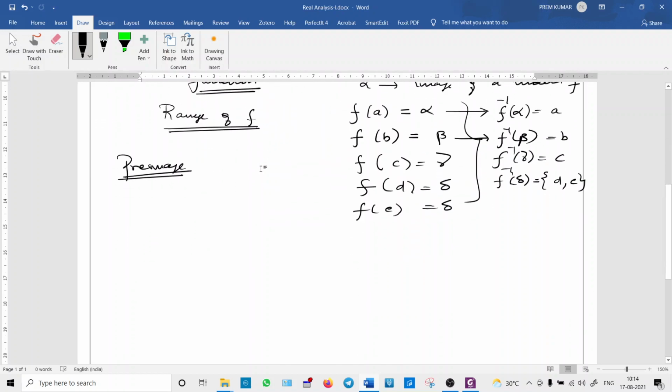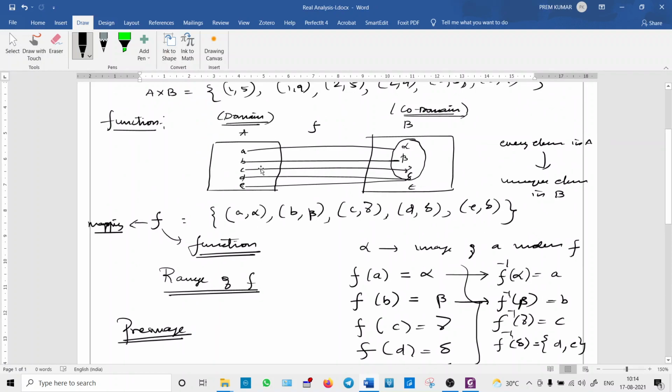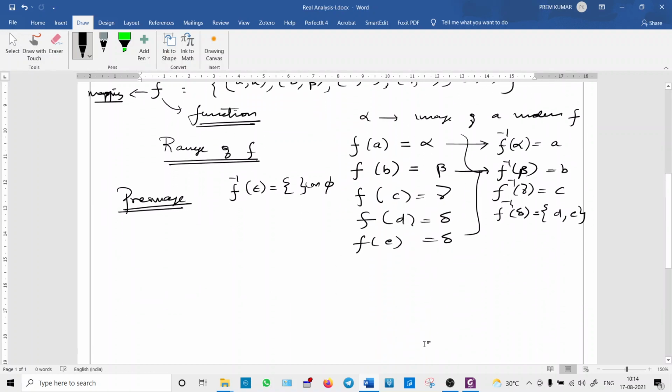So these are the basic definitions, what is called an inverse image. We are going to see the definition. What is a range? The set of all elements which have pre-images. Here epsilon is not in the range, but it is in the codomain. What is the inverse image of epsilon? There is nothing, so it is an empty set. Already we studied how you put the empty set, or you put nothing there. Okay. So these are the basic definitions.